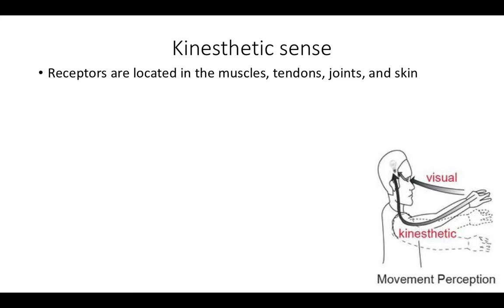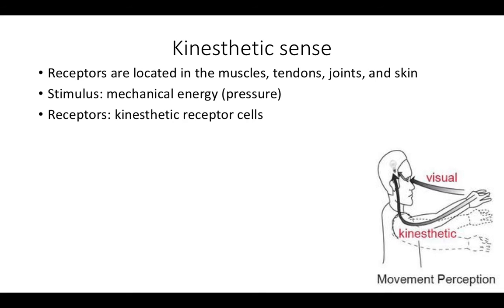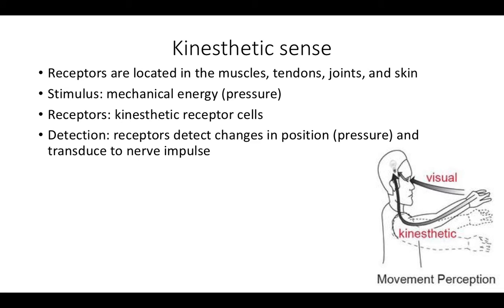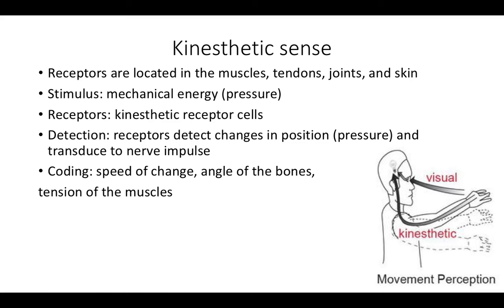So the kinesthetic sense. We have receptors all over the body, in the muscles, the tendons, the joints, and the skin. The stimulus is mechanical energy, so the pressure if they get moved. And the receptor cells are just called kinesthetic receptor cells. They detect changes in position or pressure and transduce that to a nerve impulse. What's coded is the speed of the change, the angle of the bones, and any kind of change in muscle tension.